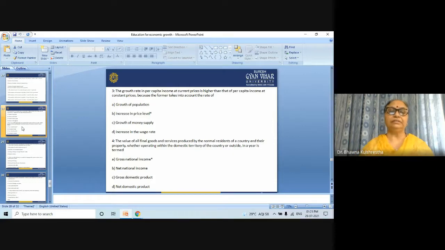And the next is: the value of all final goods and services produced by the normal residents of a country and their property, whether operating within the domestic territory of the country or outside, in a year is termed gross national income, net national income, gross domestic product, or net domestic product. The answer to this question is gross national income.